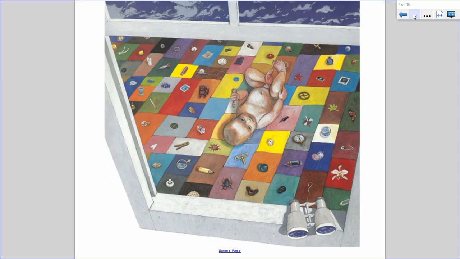So we've got the front page. You've had a look at this picture in a previous lesson. Tristan, a very curious young boy.